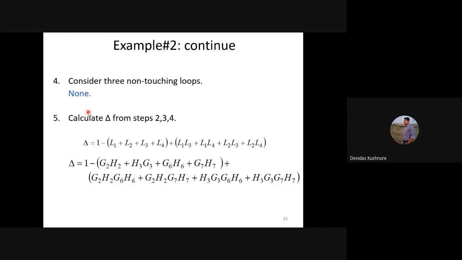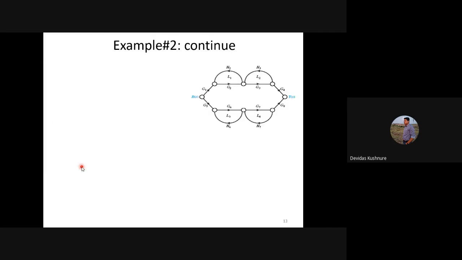Now calculate delta. Delta is going to be 1 minus the sum of gain products of individual loops plus the sum of gain products of 2 non-touching loops. So we have to put that here. So this is the denominator of your function.